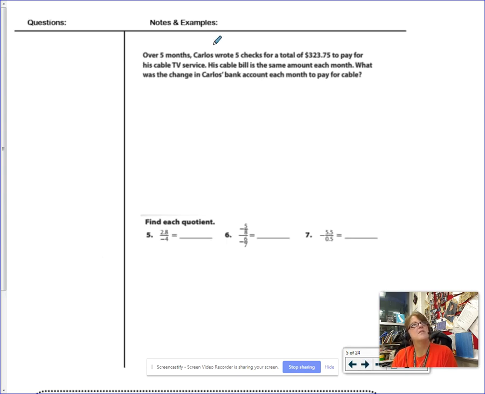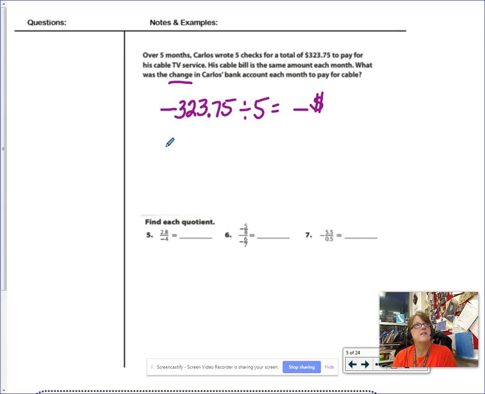Okay, let's see what's going on here. Over 5 months, Carlos wrote 5 checks once a month for a total of $323.75 to pay for his cable TV service. His cable bill is the same amount each month. What was the change in Carlos's bank account each month to pay for cable? Now, because you're paying, they want you to think of this as a negative value, okay? And then divide by 5. So in a sense, your final answer, they want you to think negative, and we're dollar signs here.